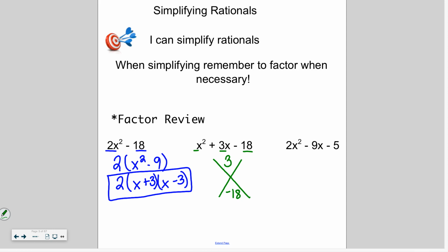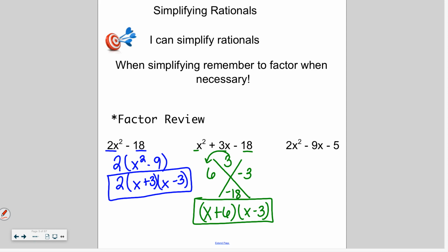So my factors of 18 are 1 and 18, 2 and 9, 3 and 6. Of those, it would give me 3, 6, and 3. Now I need one of them to be a negative. But remember, this takes the sign of my bigger number. My bigger number is 6, so since the 3 is positive, the 6 is positive. That's going to make that 3 negative. So my factors are x plus 6 and x minus 3. And this should be easy for you because we've done this back in unit 2 and 3. So this is just a quick review.